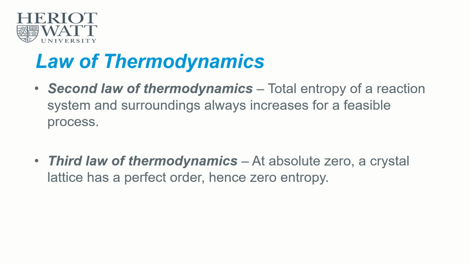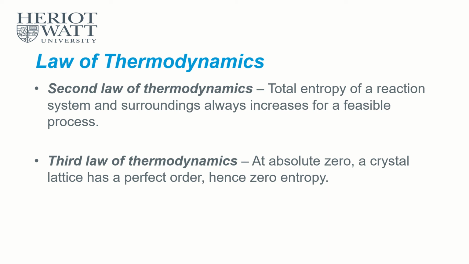So total entropy refers to the entropy value of the system, which is the chemical reaction itself, the rusting process itself, as well as the entropy value of the surrounding. Because when there is a heat change, when there is an entropy change in the system, that will affect the surrounding energy. So the total of system and surrounding together will give us an idea whether the entropy is positive or negative, and that will tell us whether a reaction is feasible or not.